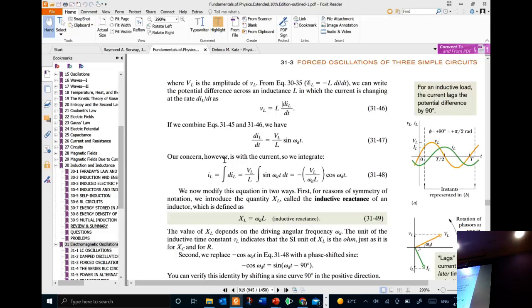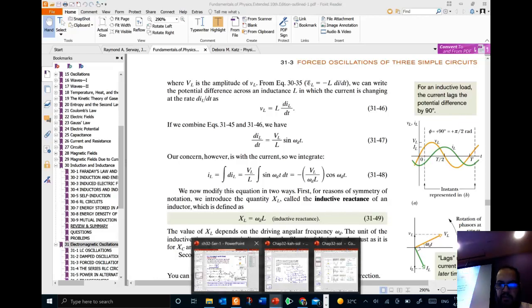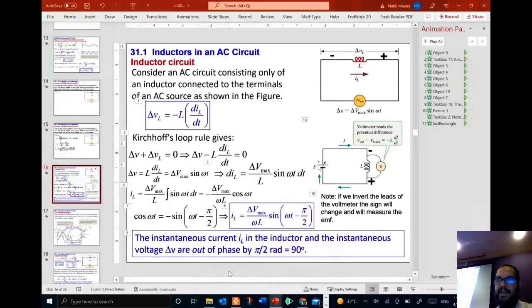So he uses Halliday and Resnick uses L dI/dt instead of minus L dI/dt. So I wanted to make sure that I clarify that, because I had some examples, and that's why I eliminated them actually. I had some examples from Halliday and Resnick where the convention is rotated. In order to clarify that, I added this figure. Okay? So, according to Serway, this is how we are measuring.